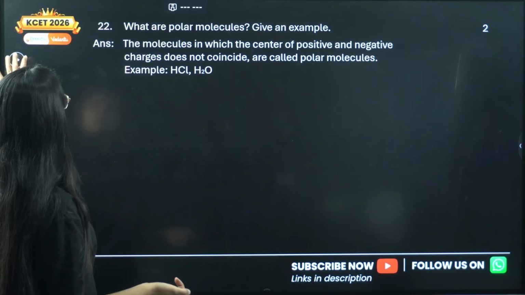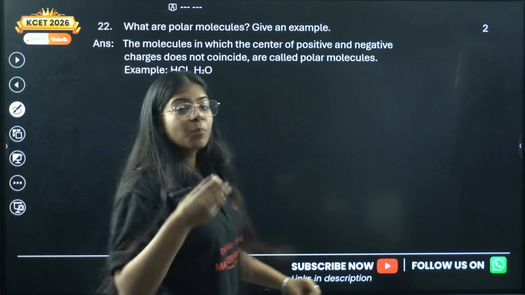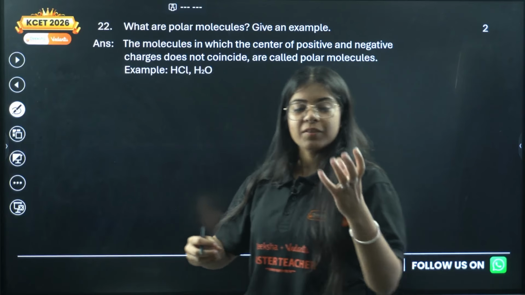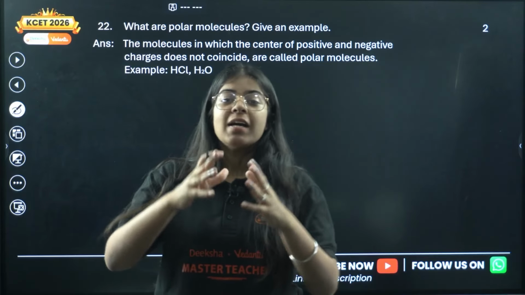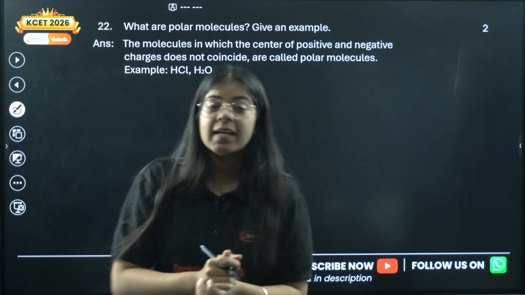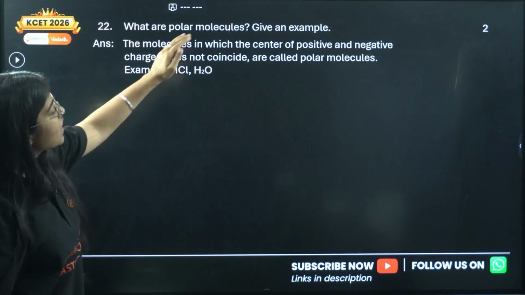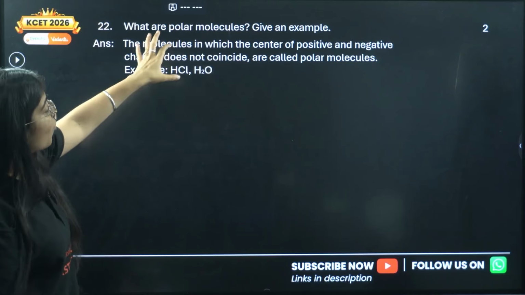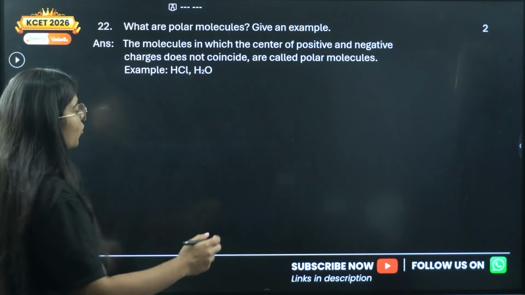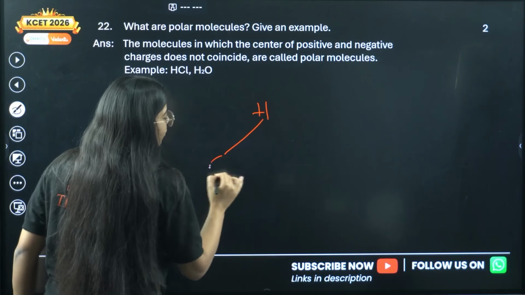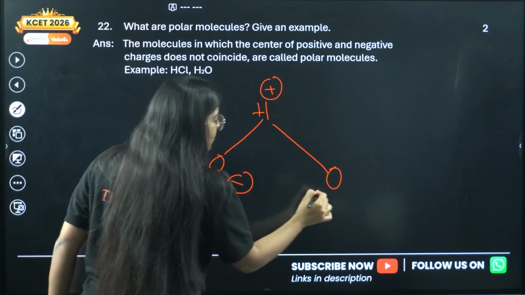I gave you the answer already. Okay, what are polar molecules? The molecules in which the positive and negative centers of charge do not coincide are called polar molecules. If this is my water molecule, correct, then the center of positive charge is here and the center of negative charge is here. Correct?